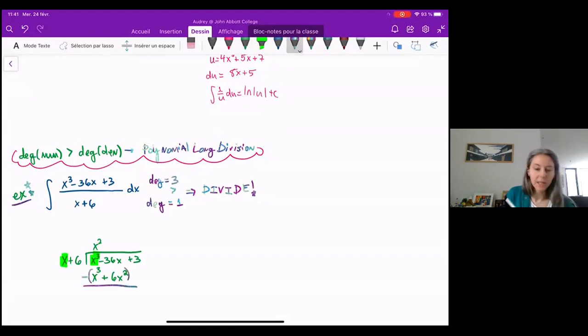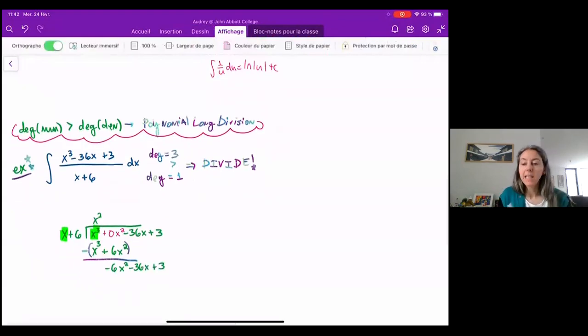Now notice in the numerator, in that x cubed minus 36x plus 3, there is no x squared term. So it's almost as if I'm doing plus 0x squared. So I'm actually going to erase this real quick. It's kind of like I have plus 0x squared minus 36x plus 3. You don't have to write that, but knowing it's there might help you with the subtraction. So then I'm doing 0 minus 6x squared. So I have minus 6x squared minus 36x plus 3. And I don't stop there.